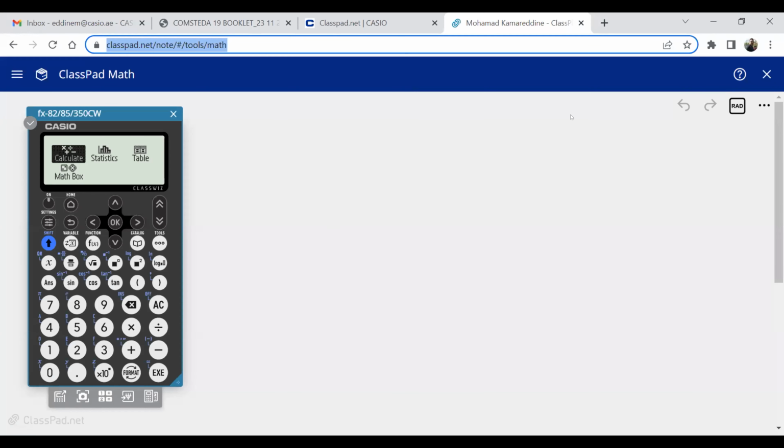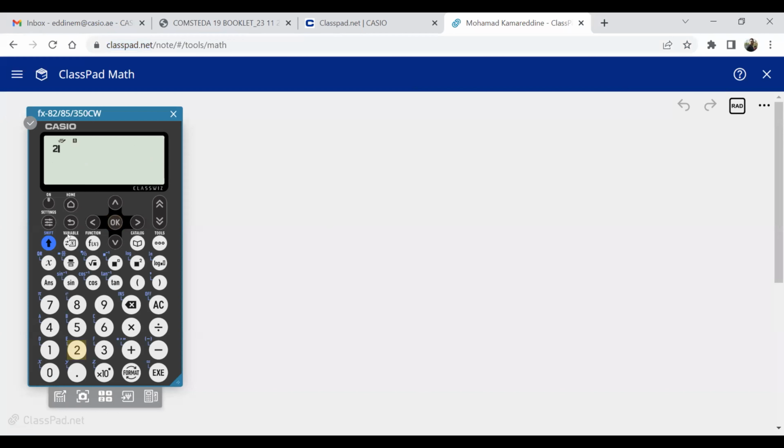Okay, going back to our example, students can simply use the calculator itself to find any answer. For example, if we're saying 2^1 multiplied by 2^2, students can simply type any expression on the calculator. They can find the answer. As you can see, it's 8 in this case.